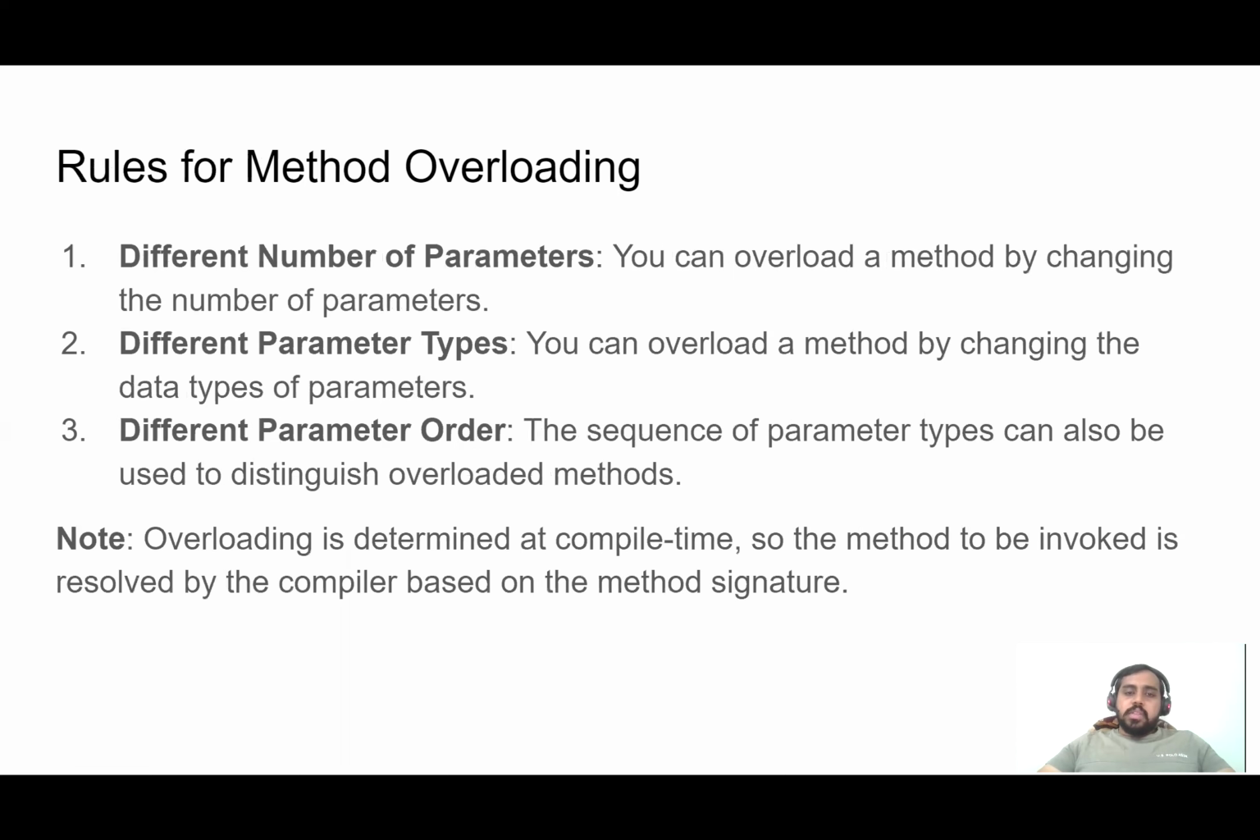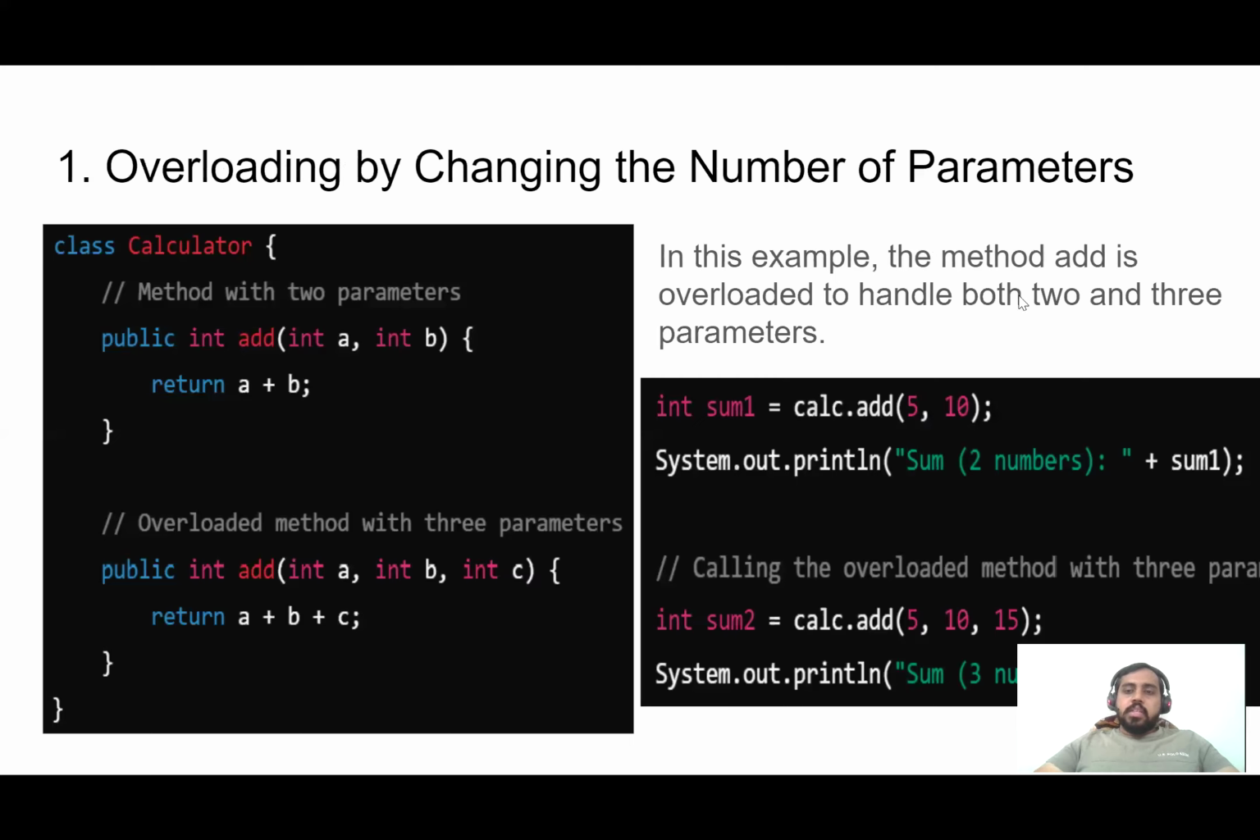So what are the rules of method overloading? I already defined it. Method overloading means creating the same method name inside a class, which is acceptable to Java only if the parameters are different. Parameters are different in the case of a different number of parameters, or different parameter types, or different parameter order. So we'll see one by one, starting with changing the number of parameters.